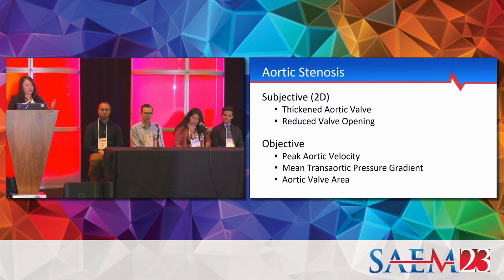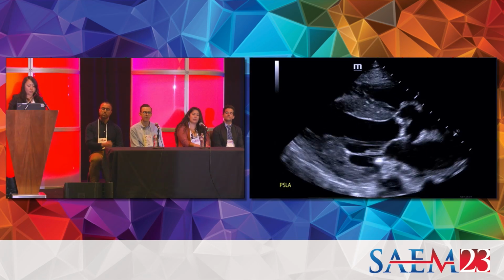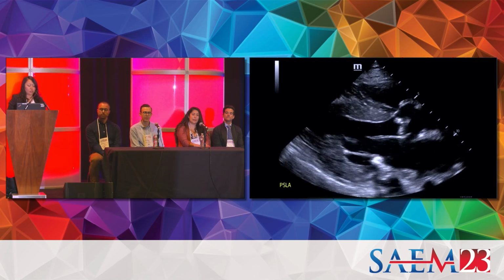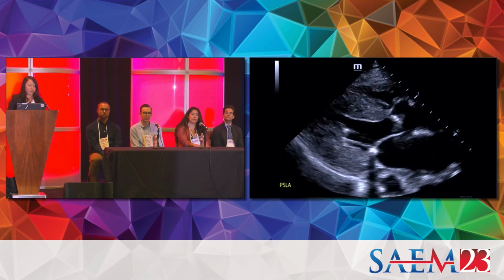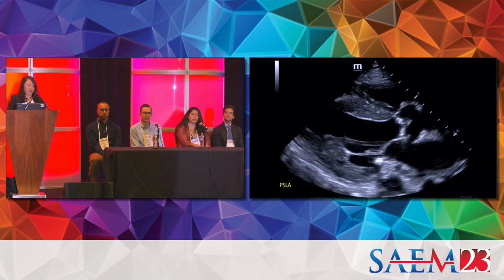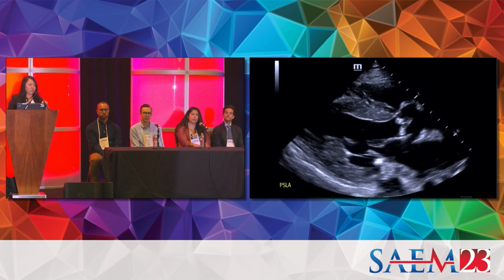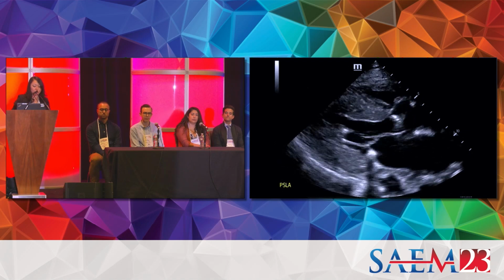And then if you add on some objective measures to that, you're going to be able to get a lot more information about whether this should be concerning to you on your differential. So here's an example of a patient who, in their parasternal long axis view, has a very hyperechoic, thick, and stiff aortic valve. You can also see that they have quite a thick left ventricle, which can be a result of chronic aortic stenosis. Now they've developed LVH as well.